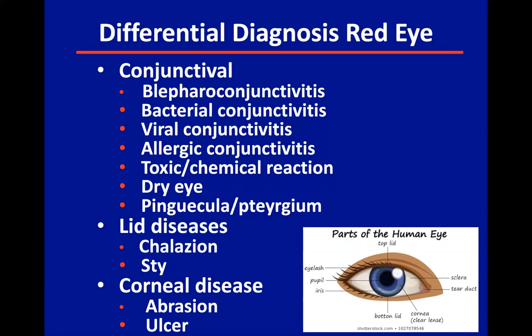I'm going to be showing you some nice ones. Any toxic or chemical reactions that can happen in the eye. Dry eyes, interestingly, will cause a red eye. Be aware of that. And then we're going to be talking about pinguecula and pterygium. Lid diseases, the chalazion and stye, I'm going to be talking about when we talk about the lids. This will be the fourth lecture. And then, of course, your corneal diseases, whether it's an abrasion or ulcer, which we're also going to be covering.